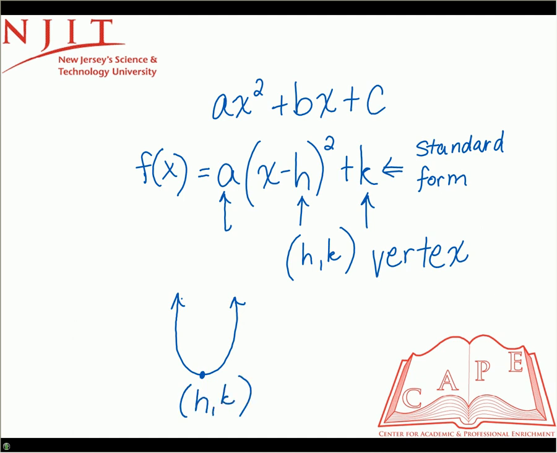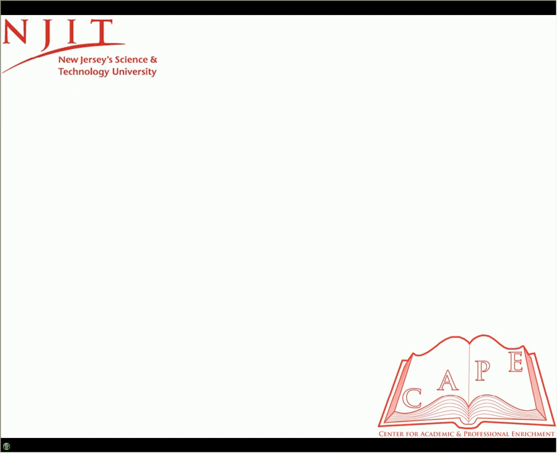And from there, you can pretty much graph your parabola very simply. So let's take a point. Let's say you didn't have the function in standard form. What if you just had 2 points? How would you graph it? Well, let's do an example of such.